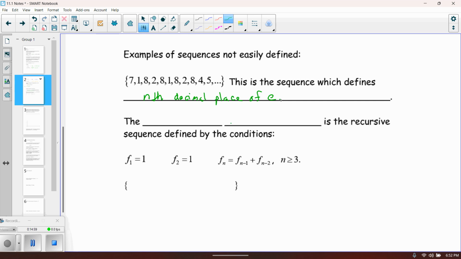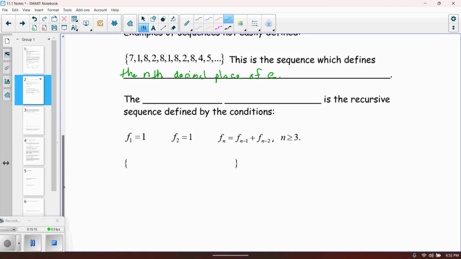So I just didn't want it to be quite as obvious. So that's what this is. This defines, I should put the n out from here, the nth decimal place of e. Okay, and then we also have this one, which is probably even more common down here. This is a very common type of thing.